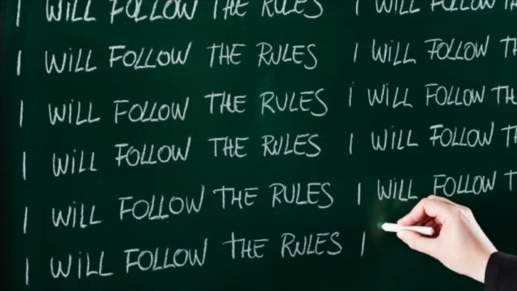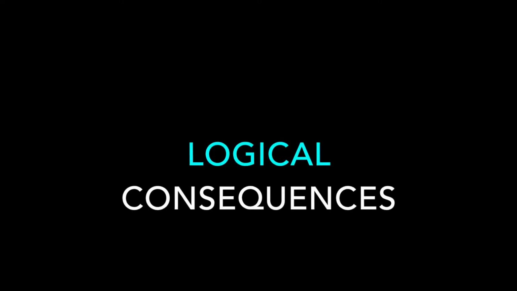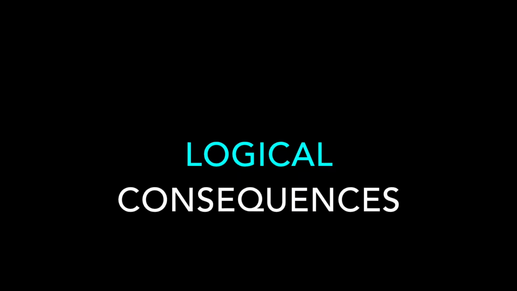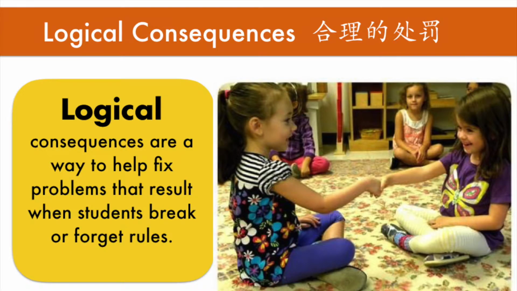In the past, many of the consequences had nothing to do with the expectation. I remember as a young child writing out the dictionary because everyone in the class was talking. That really made no sense. So you need to choose logical consequences. It's important that students know that logical consequences are not punishments, but a result of their choices. If they choose not to follow the expectations, then there are consequences to that.